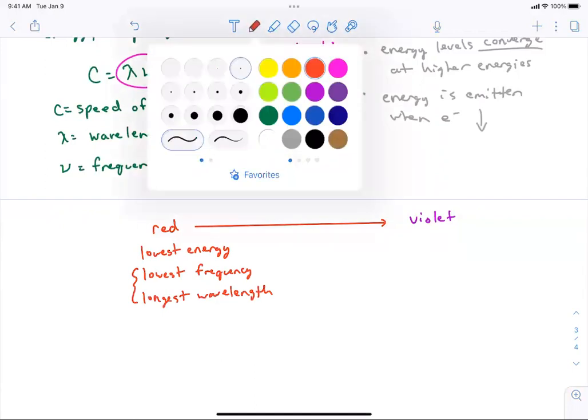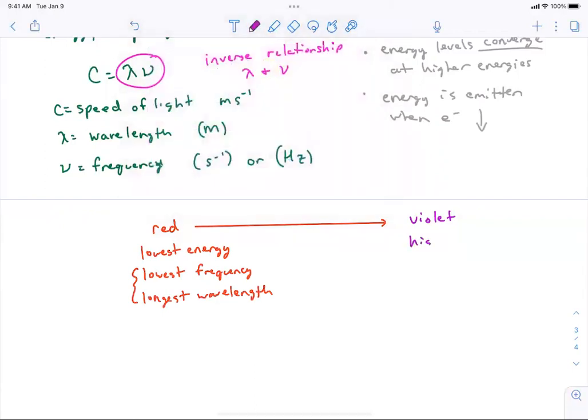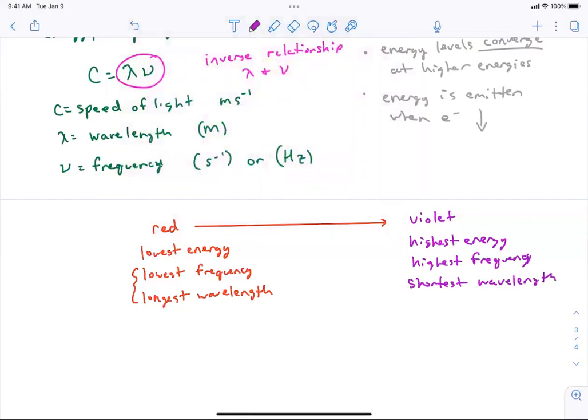Whereas violet has the highest energy, which means the highest frequency, and then the shortest wavelength. So make sure you understand that relationship here.